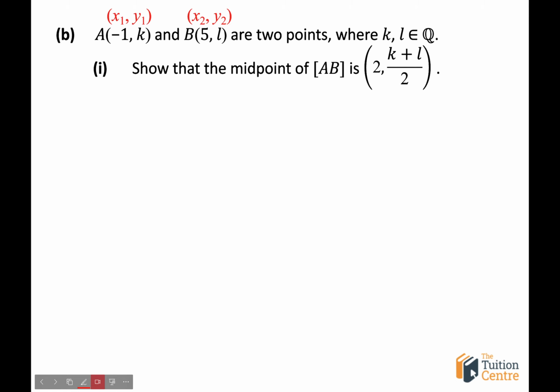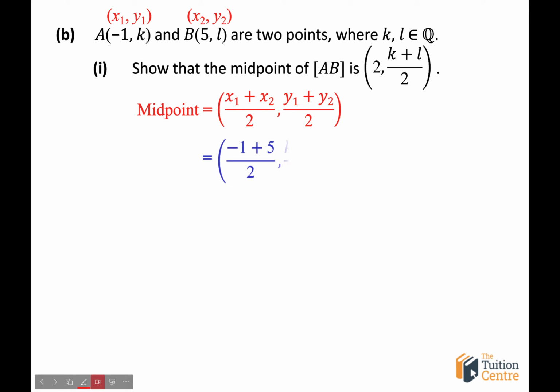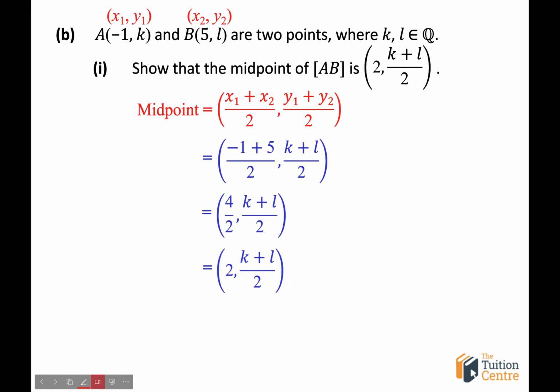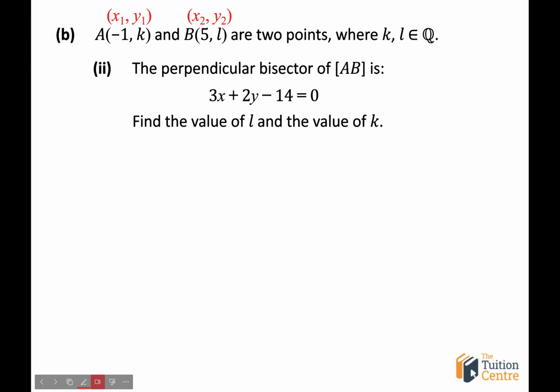So it's actually relatively straightforward. Point A is x1, y1, point B is x2, y2. We know our midpoint formula, so we fill in everything we need. We're going to end up with 4 over 2, (k plus l) over 2, so we end up with 2, (k plus l) over 2. 5 marks for that, very straightforward. And then it says the perpendicular bisector of AB is 3x plus 2y minus 14 equals 0. Find the value of l and the value of k.